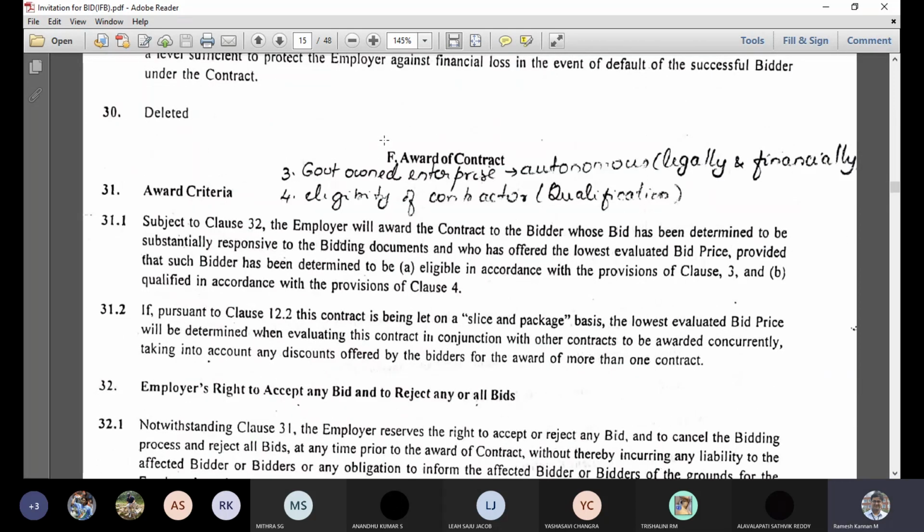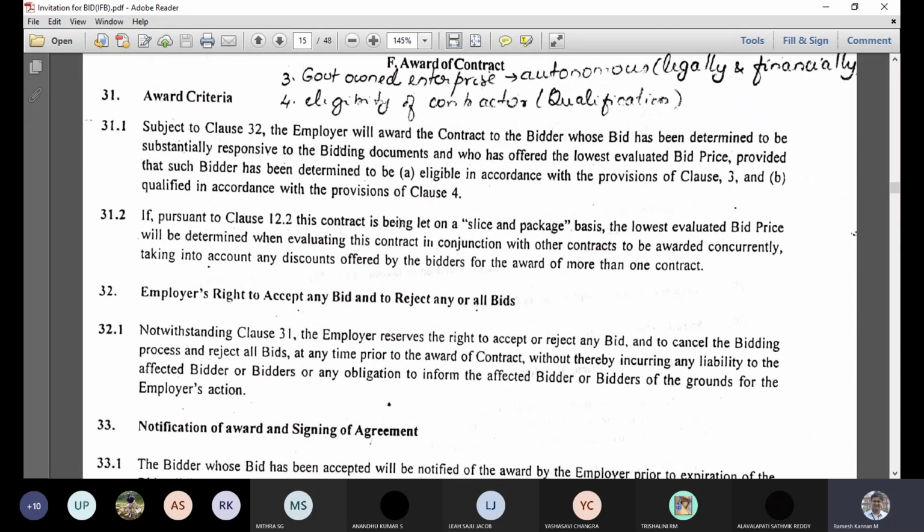Next is very, very important. The final component of the invitation to bid is the award of contract. You might wonder why they talk about award of contract in the invitation to bid, because they should know before sending the bid itself what the evaluation criteria will be, and we have seen that. But what happens once you get the bid, right? Something like that. And they need to know what a slice and package basis is.